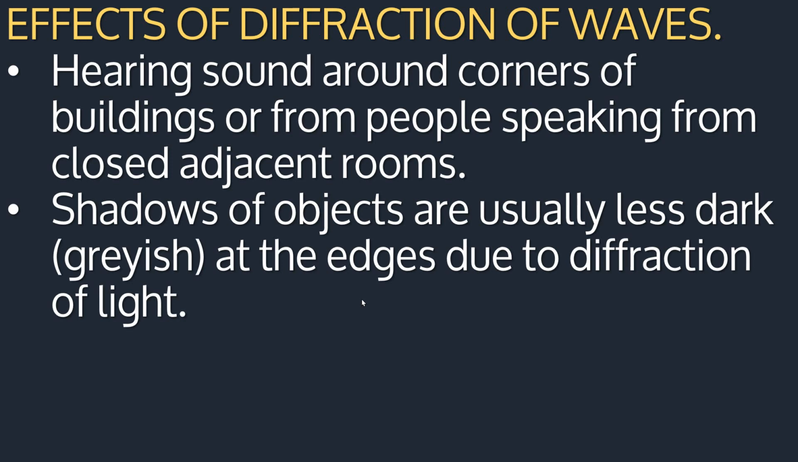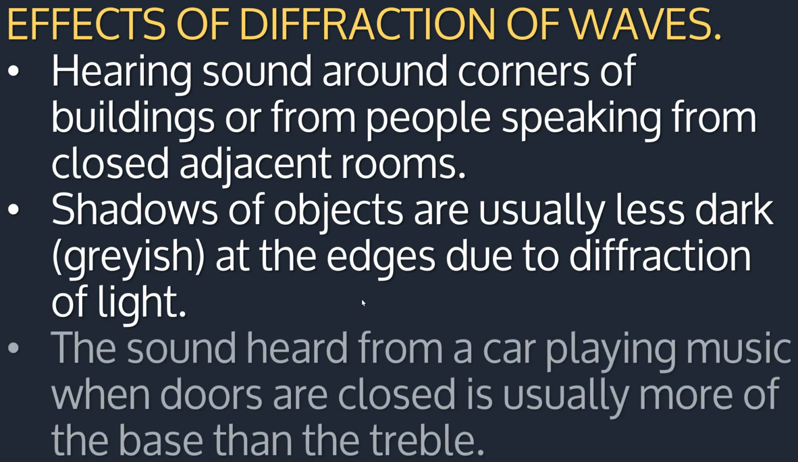Now, if you look at shadows, they're not entirely black. You say light travels in a straight line. It's true, but light will bend around because light is also a wave. So there will be bending of light, and that bending is what we call diffraction, which makes the edges of the shadow grayish because some light will reach there.